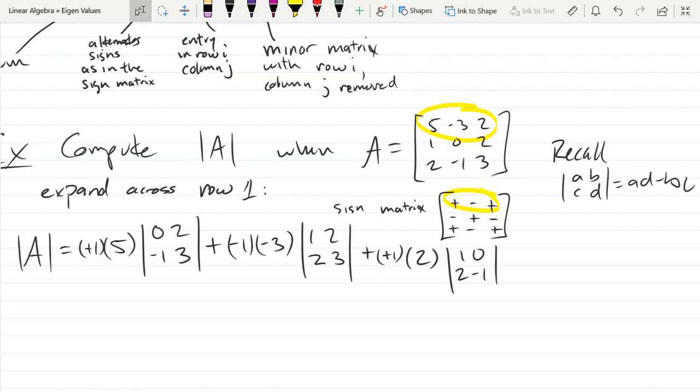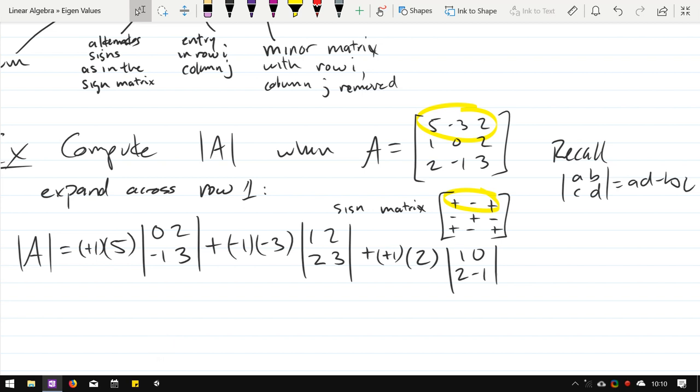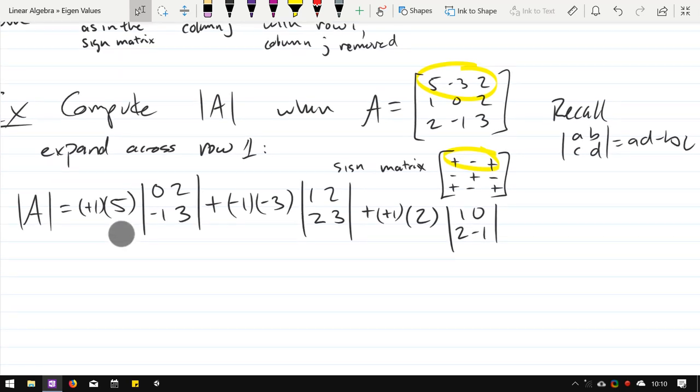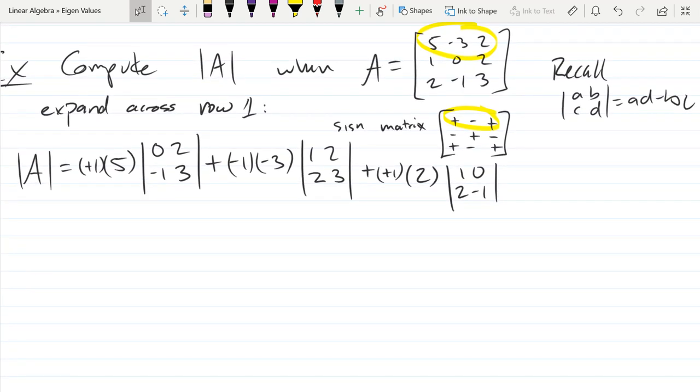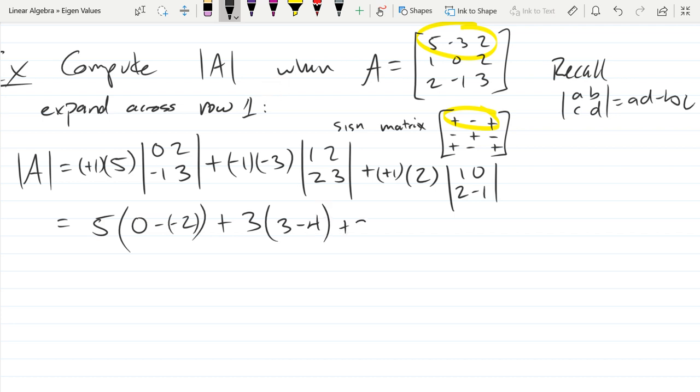So it's the two diagonals multiplied and then subtracted. Just make sure when you're going up to the right, that's going to be the subtracted part. So we have 5 times 0 minus negative 2, plus 3 times 3 minus 4, plus 2 times negative 1 plus 0.